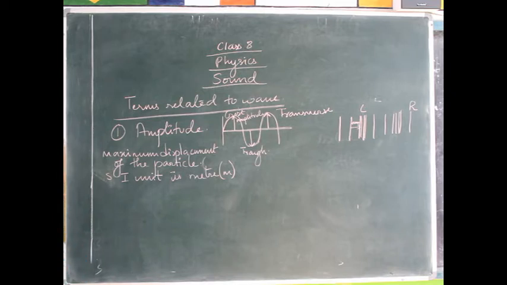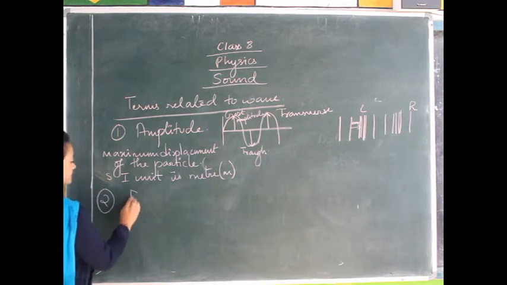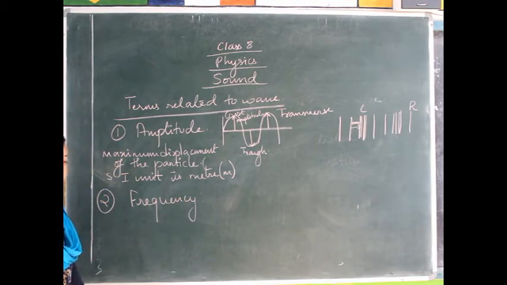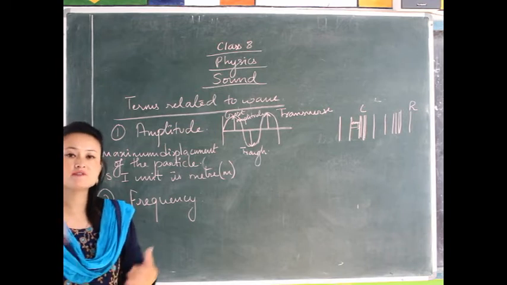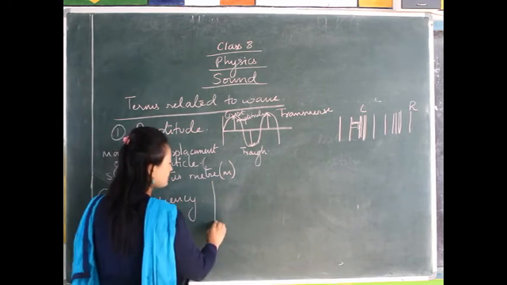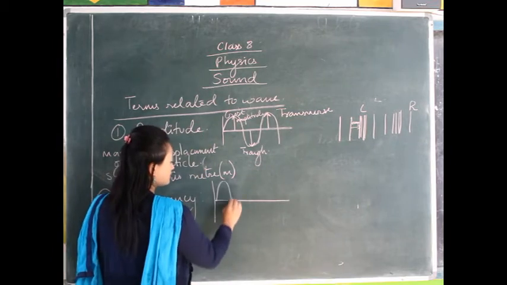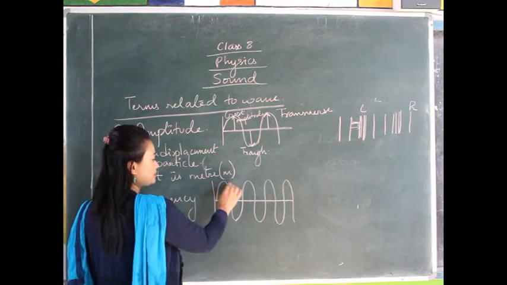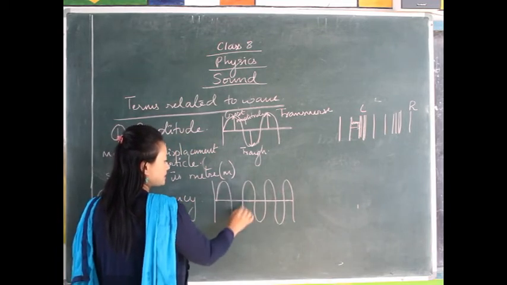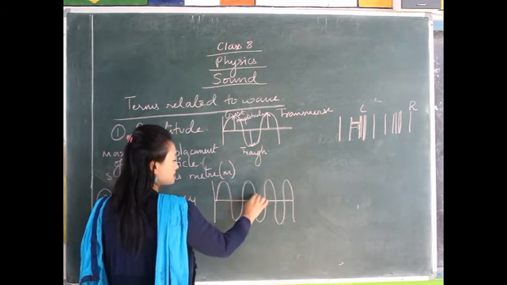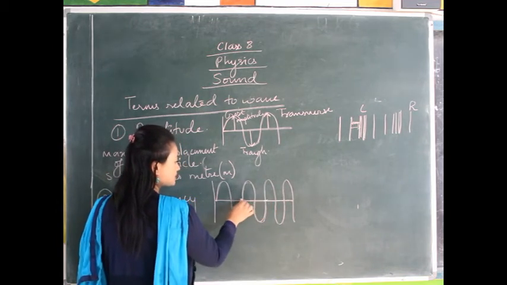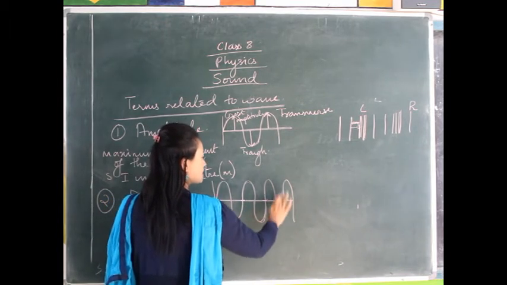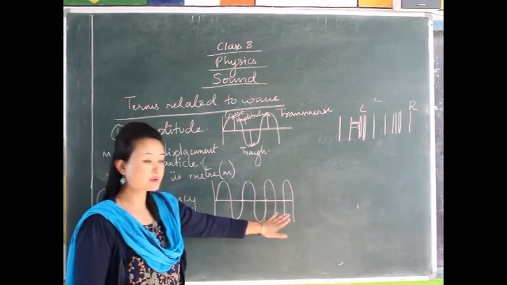Okay, the second term related is frequency. Now what is frequency? Frequency is the number of vibrations per second. How many times can it vibrate in 1 second? See here, it goes up, this is 1. From here again it goes here, this is your 2. Again it goes here, 3. This is only half, so it reaches 3 and a half.